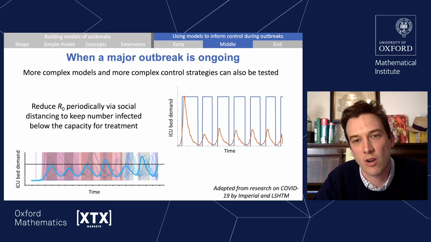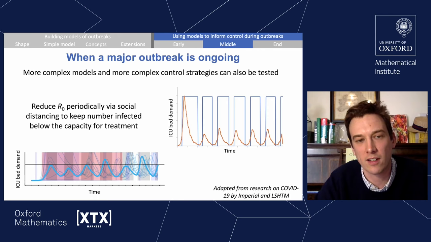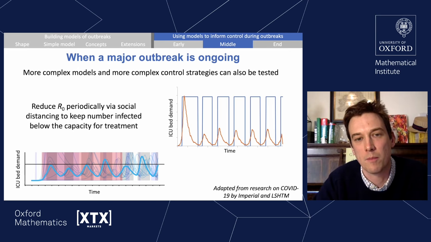So that's kind of a more complex model and a more complex control strategy. And you see a similar thing from the London School of Hygiene and Tropical Medicine model in the bottom left. You put the lockdown on, the cases fall down again. You take the lockdown off so that people can go about their everyday lives in a more normal fashion, and then cases go up again and so on. And you repeat and you get this kind of oscillatory behaviour, which in theory might be able to keep the bed demand in intensive care units below the number of intensive care unit beds that the healthcare service has.